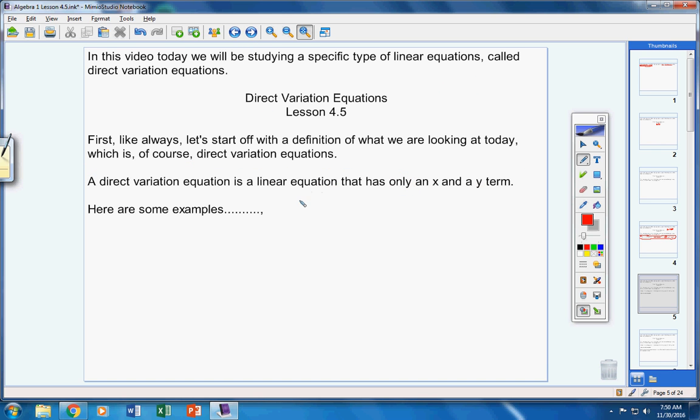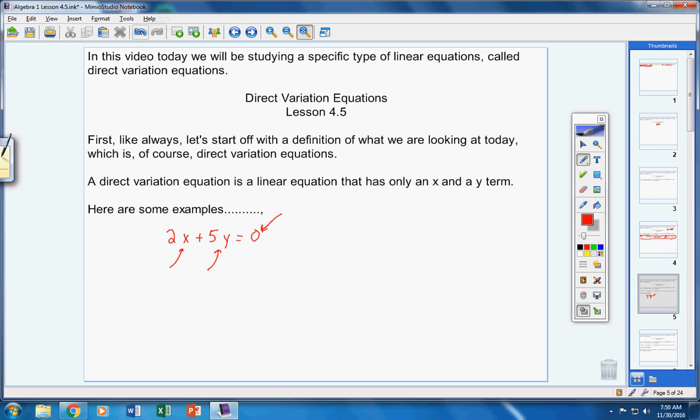Here are some examples. If you want to copy these down, feel free to. This would be a direct variation equation. Now, Mr. Earhart, you just contradicted yourself. Well, not really, because even though there's a constant term here, it's zero, so really there's nothing there. So this would be a direct variation equation. It only has an x term, and it only has a y term, and it's a linear equation.